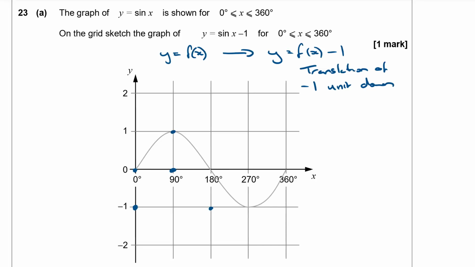And then I've got a coordinate at 270, minus 1. So that's going to end up at 270, minus 2. And then finally, I've got a coordinate at 360, 0. It's going to be 1 lower at 360, minus 1. So once I've got all my points, I can just join them up with a curve. Like that. Bit wobbly at the end, but let's see if I can draw that bit again. Okay, that's better. So that's my transformed curve.